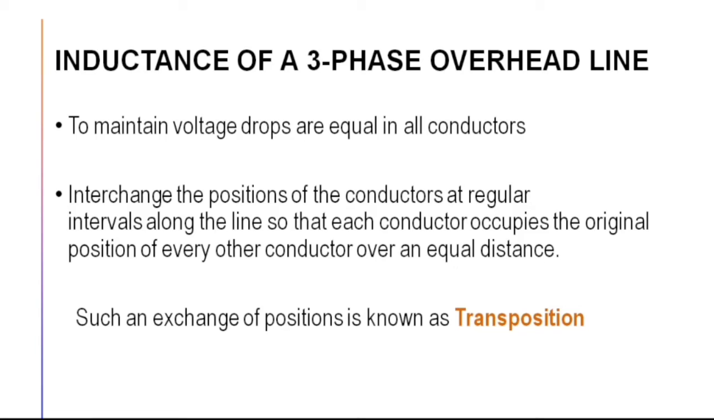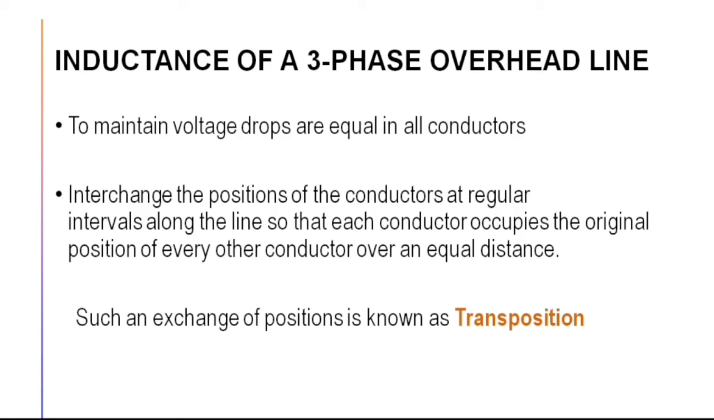We are considering an interval of length, for an equidistant length, interchanging the position of the conductors. It means that each conductor occupies the original position of every other conductor over an equidistant length. This methodology is called transposition. Why? Because we use transposition to maintain equal voltage drops in all three conductors.